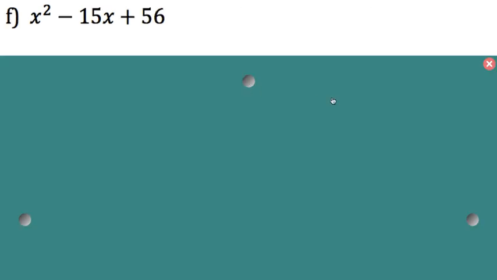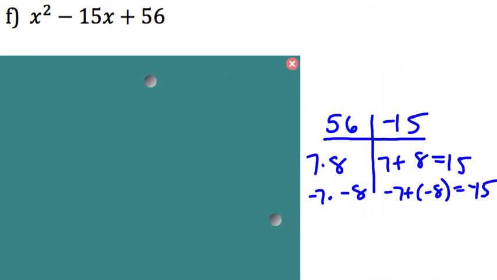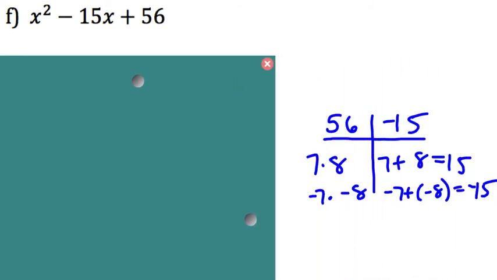Last one, we got a negative one here, so we're going to make sure that when we do our factors of 56 that we're just looking at negative numbers. Okay? So some of you may want to think about it in terms of positive numbers and say, well, 7 times 8 is 56, 7 plus 8 is 15, so I have the correct numbers, it's just the wrong sign. It's supposed to be a negative sign.